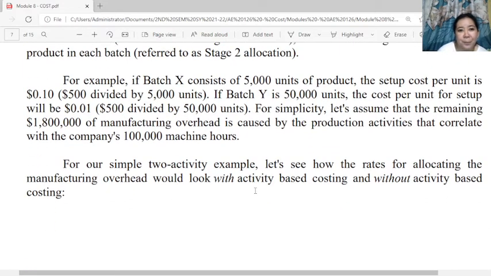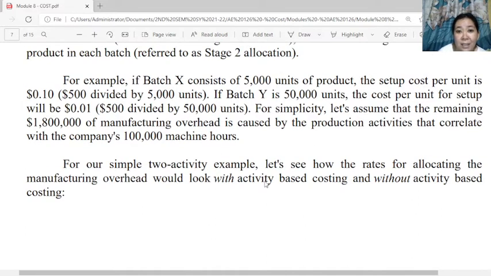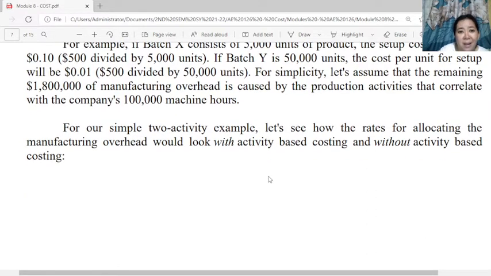So for example, if batch X consists of 5,000 units of product, the setup cost is 0.10. So that's 500 divided by 5,000 units. If batch Y is 50,000 units, the cost per unit per setup will be 0.01. So that's 500 divided by 50,000 units. For simplicity, we will assume that the remaining 1.8 million of the manufacturing overhead is caused by the production activities that correlate with the company's 100,000 machine hours.